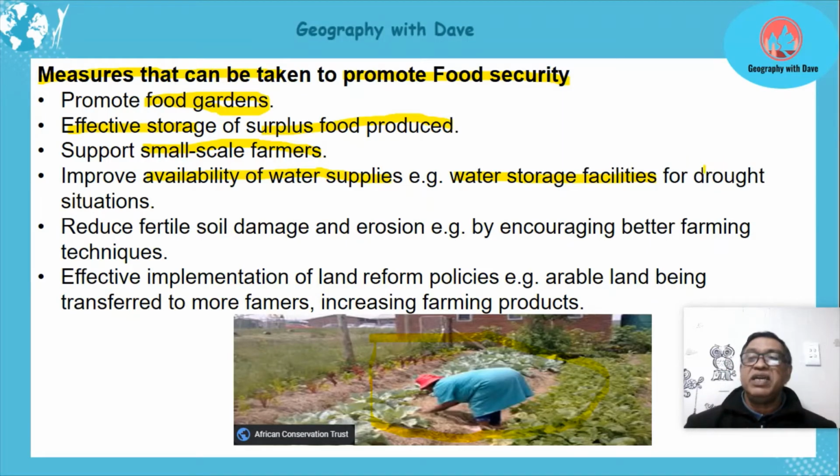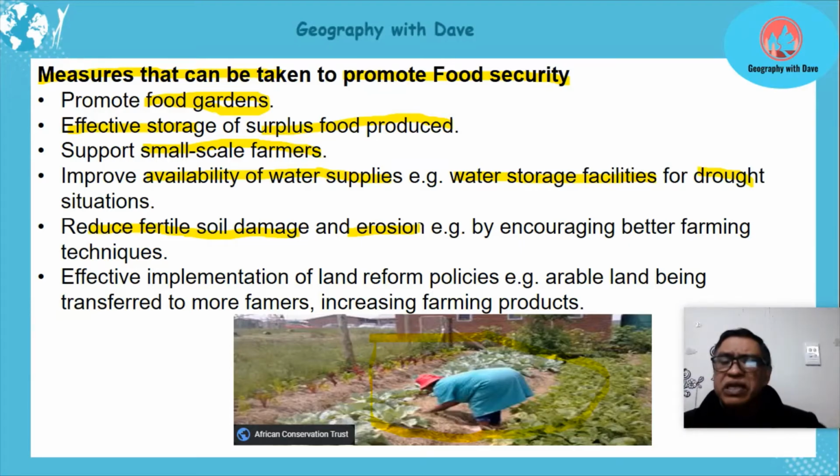security. Okay, right. So, next one, reduce fertile soil damage and erosion. In a country where less than 13%, and some books or resources state below 12%, and lowering, and there's further stats. So we have a very small part of our country that's arable, that can be farmed on, can be cultivated. So we need to reduce that damage. Because the more we damage, the less land we'll have for farming, the less food we will produce.